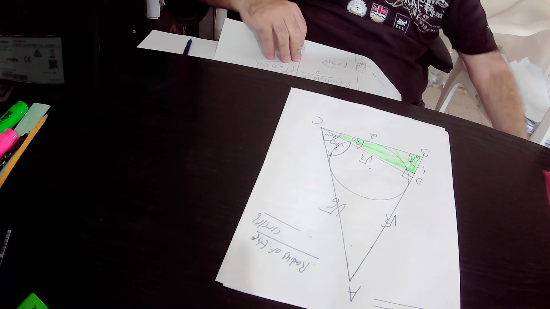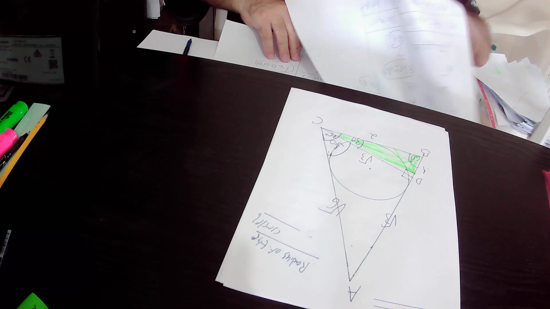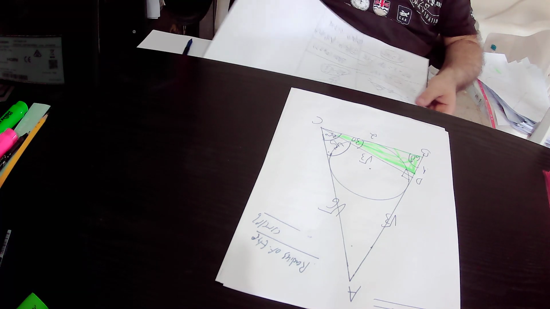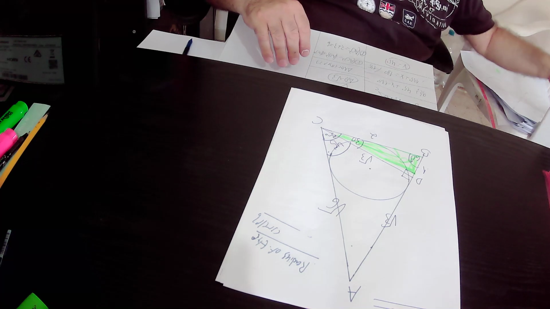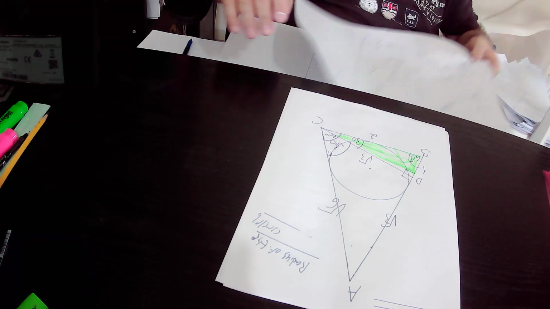In the next step, I present to you how to find out the radius of this circle that is inscribed in triangle ABC according to the second method.